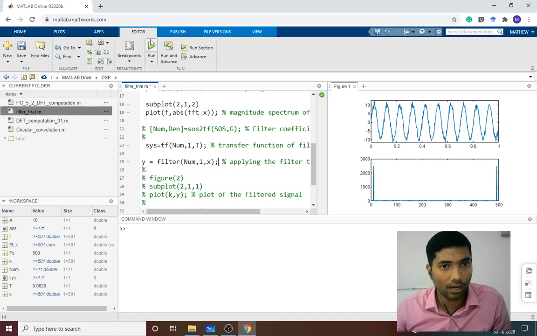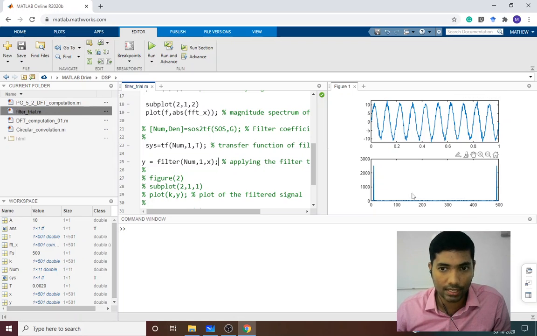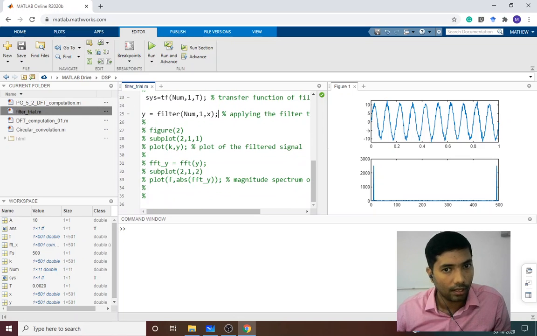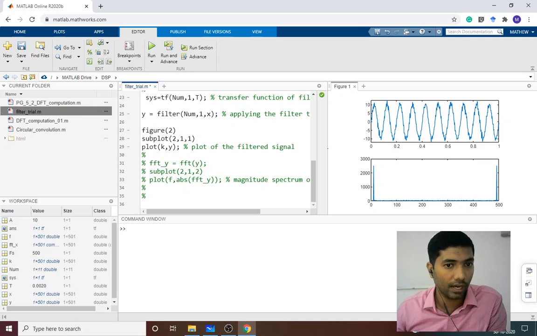So let me try to run this. Yeah, so now we haven't plotted the filtered output. That is why it is still showing the noisy signal and the frequency transform of the noisy signal. Now in order to plot the filtered output, we are using a command similar to the previous one. So I have defined the second figure, figure 2, and I am plotting k comma y, which is the plot of the filtered signal.